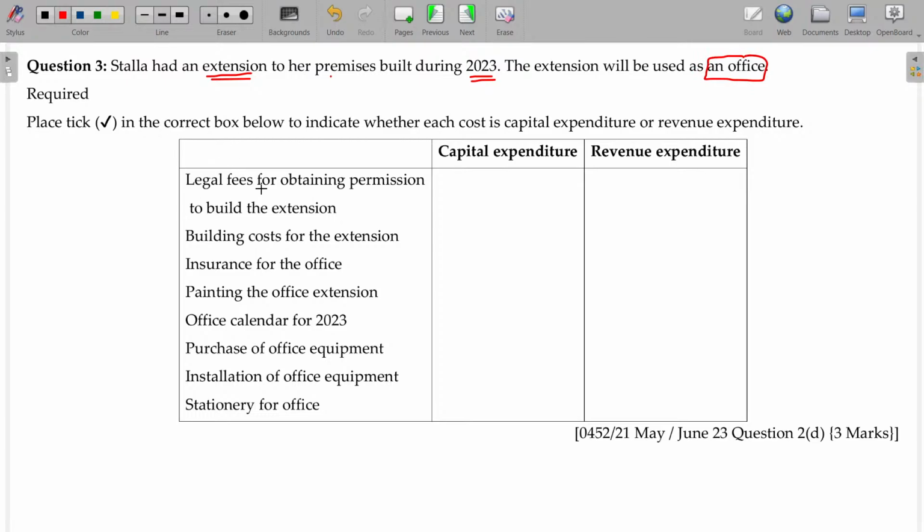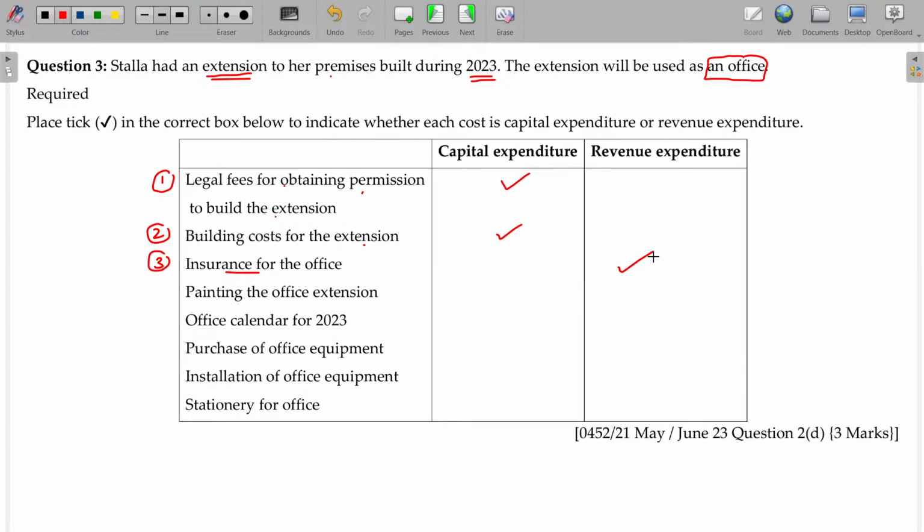Okay. Legal fees for obtaining permission to build the extension. Without legal permission, this is non-operative. Once you get the permission, you can use it for a longer period. So, capital expenditure. Building cost for extension, capital expenditure. Insurance for the office, you do it regularly.